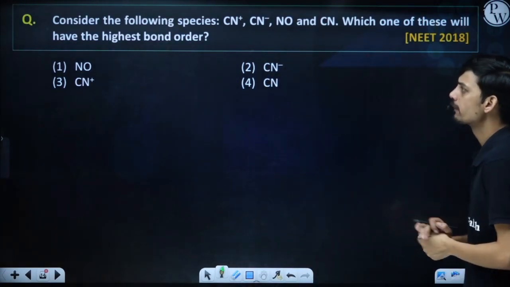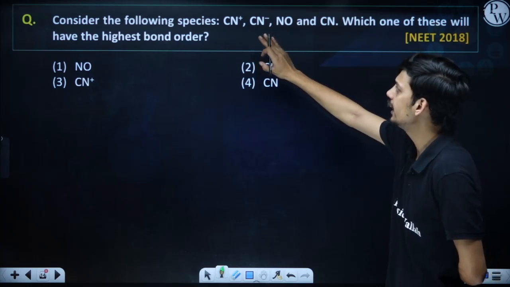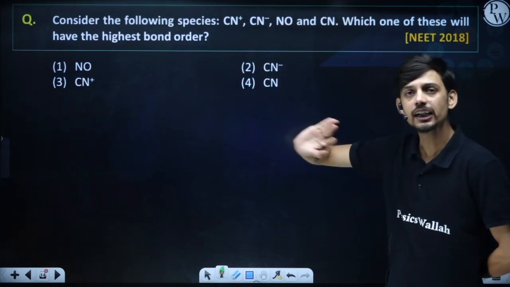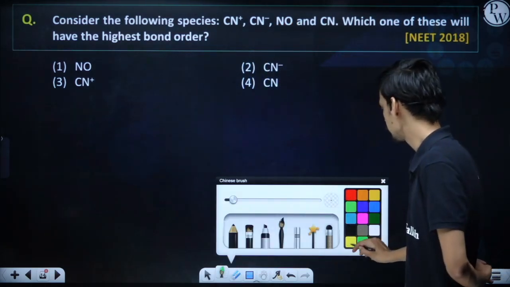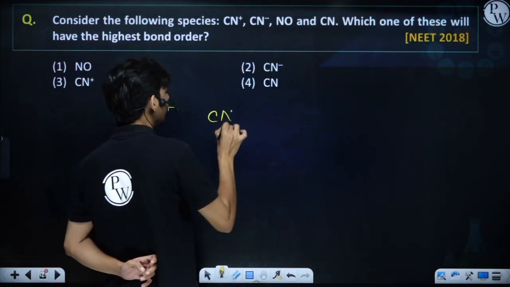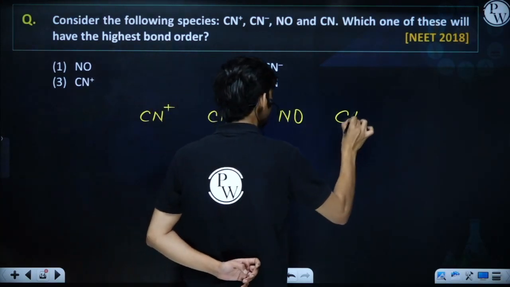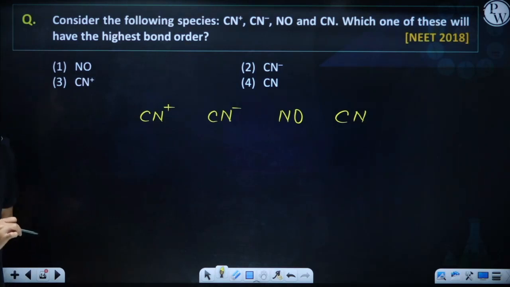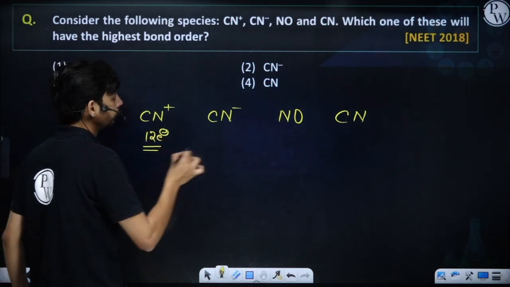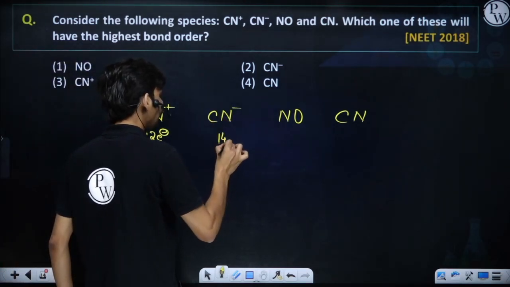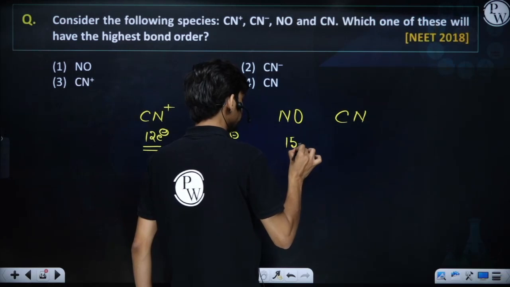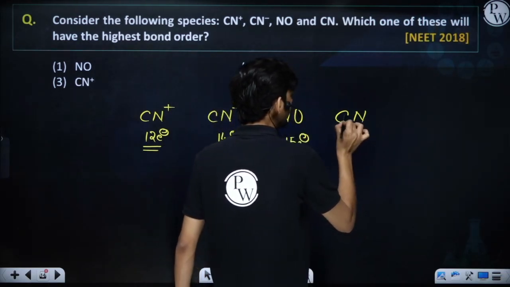Let's see some question. The question is saying, consider the following species: CN plus, CN minus, NO, and CN. Which one of these will have the highest bond order? For such a question, you no need to do the complete configuration. Just see, we are having CN positive, CN negative, NO, and CN. Carbon has 6, nitrogen has 7. 7 plus 6, 13 minus 1, 12 electrons. CN minus: 7 plus 6, 13 plus 1, 14 electrons. Minus means 1 electron extra. NO: 8 plus 7, 15 electrons. CN: 7 plus 6, 13 electrons.